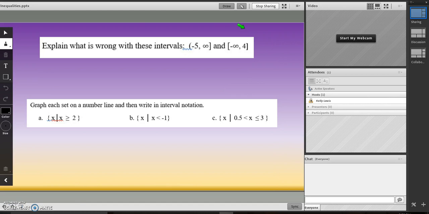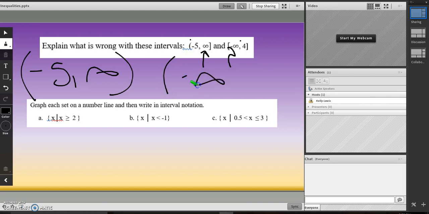Okay, let's look at these couple of problems. Explain what's wrong with these two. Well, infinity can only have parentheses, so it can only be negative 5 to infinity, and negative infinity needs to have parentheses too, because infinity is not an exact number, so it has to be parentheses.